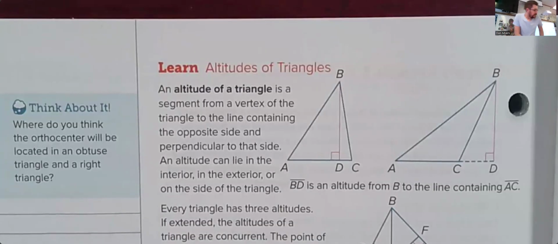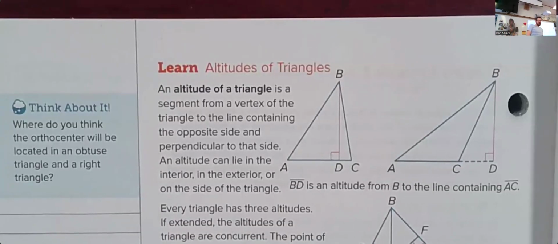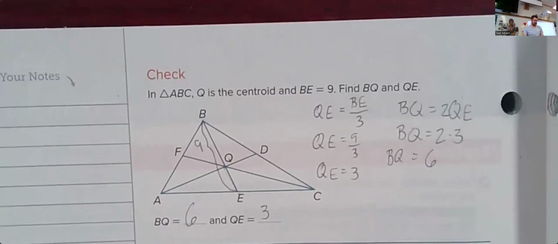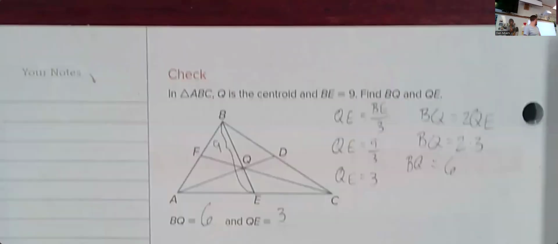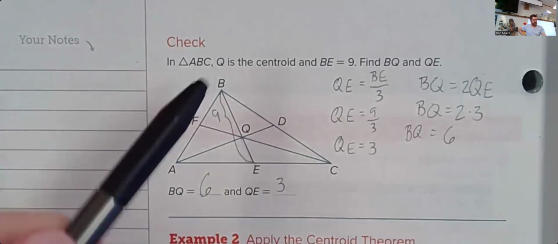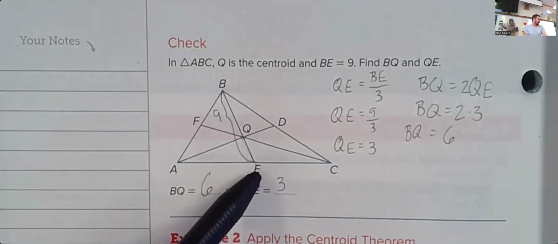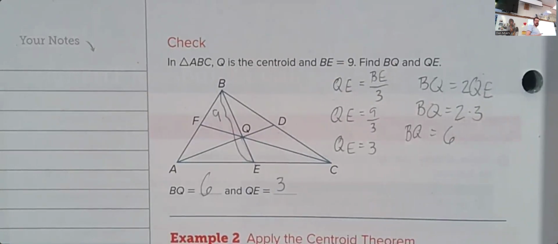Okay. So quick recap. Yesterday we were talking about a point called a centroid, which is the point of concurrency of all the medians of a triangle. The median, go back to yesterday, is if you start at a vertex and you go to the midpoint of an opposite side, that's a median. So where the medians cross, the point is a centroid.